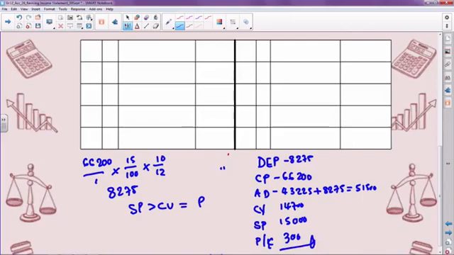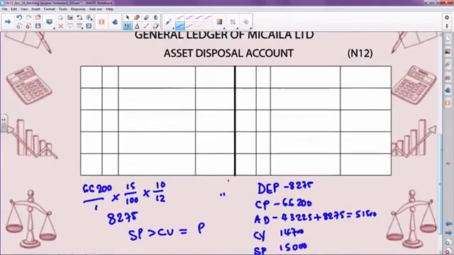Now, let's do the account, because that is what it's asked for, isn't it? Okay, details will be equipment. Now watch how this table will help me. My equipment will have a cost price of 66,200. Done. Accumulated depreciation, total value, accumulated depreciation. Again, I'm abbreviating. You will write it out in full in the exams.